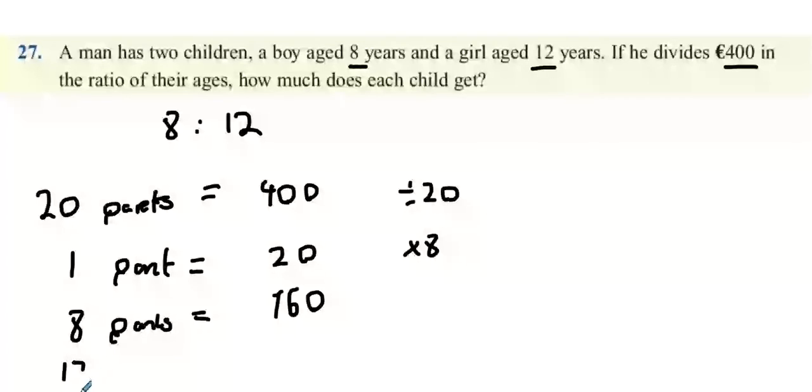Or to find out what 12 parts are, you can then multiply your 20 by 12 and you get €240. So the boy gets 160 and the girl gets 240.